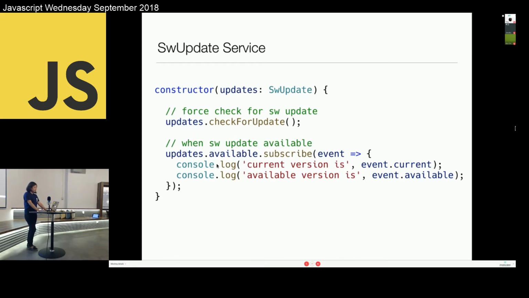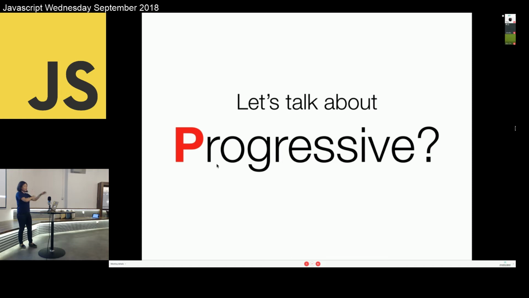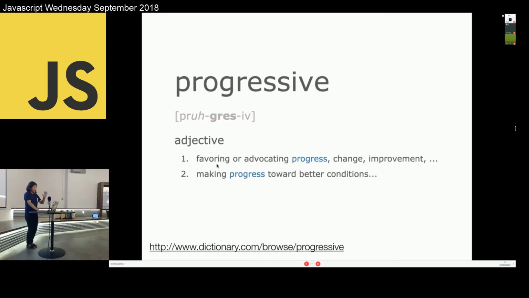Okay, so just now we talked about PWA in general, like add to home screen and some caching. Let's dive a little bit more into progressive. What does progressive mean? This is the dictionary definition: progressive means change, improvement, making progress towards better conditions. With a service worker, we cache the files for better performance, depending on our configuration. Basically we make fewer requests to the server, which saves data and makes the response time faster. So this is one step of progressive.